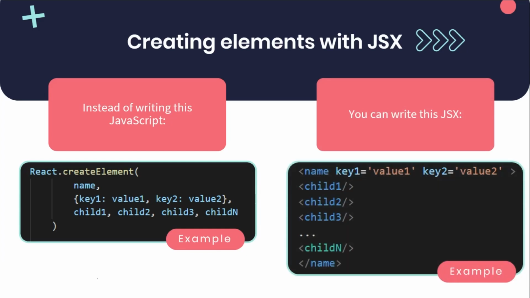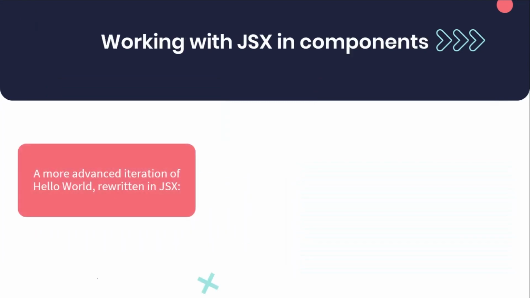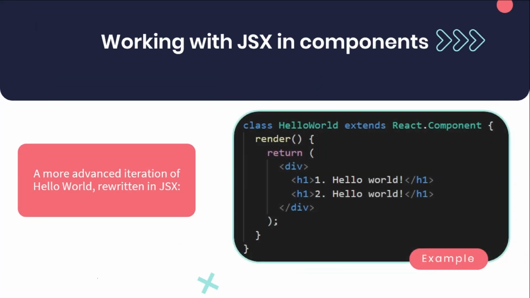In the JSX code, the attributes and their values, for example, key1 equals value1, come from the second argument of createElement. We'll be focusing on working with properties a little bit later. And this is a more advanced iteration of Hello World, rewritten in JSX.